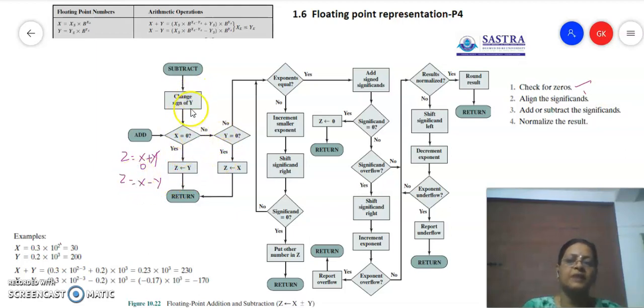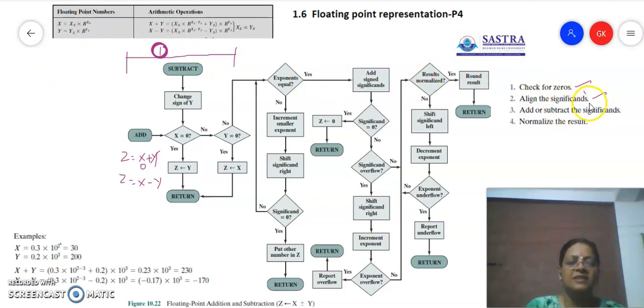So for both subtraction and addition, we are checking for 0 in one operand. If one operand is 0, then the result will be the other operand. So this completes the first part of the flowchart. From this stage to this stage completes the first step, that is checking for zeros. Okay, the second step is to align the significands.